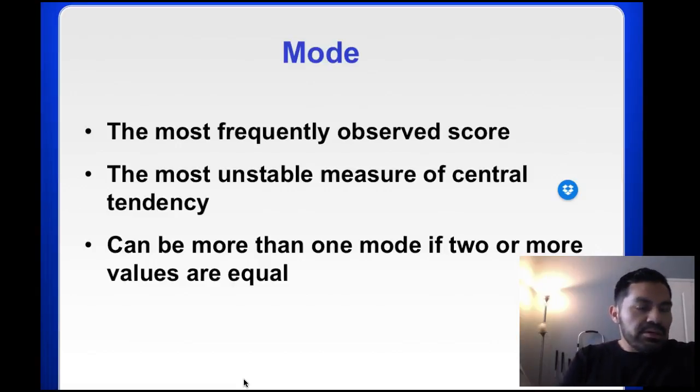The median is the middle score, and it works well for skewed data. So it helps keep everything, that very middle score, knowing that helps understand the data set a little bit better. And finally, the mode is, like I said, the most frequent score. This would be the most unstable measure of central tendency.